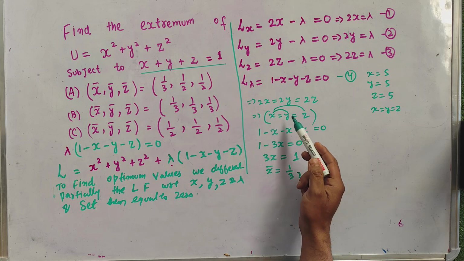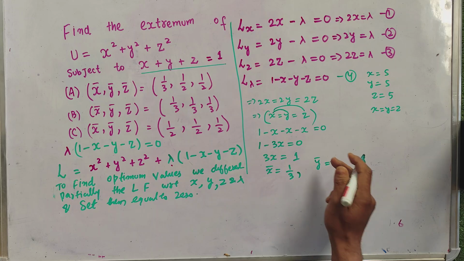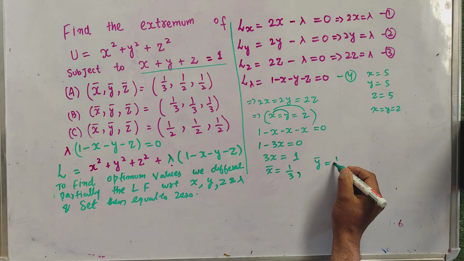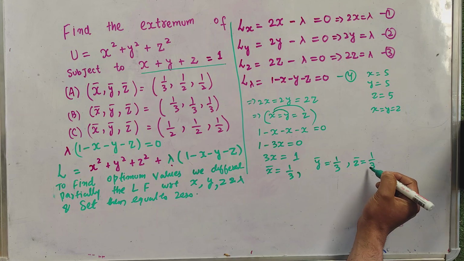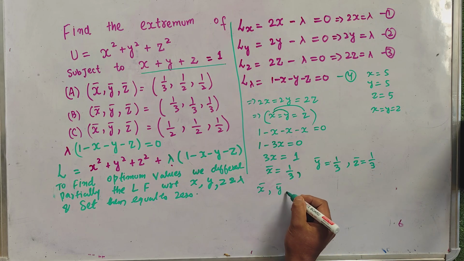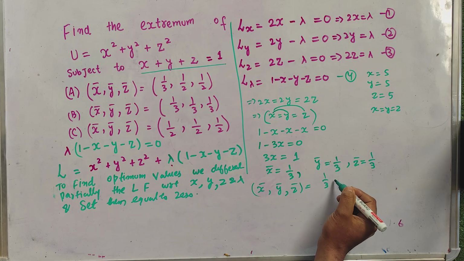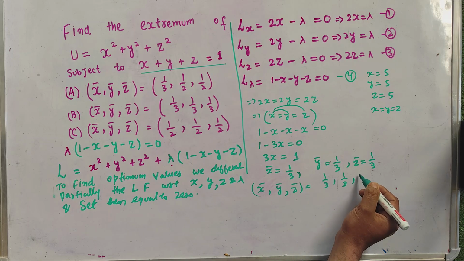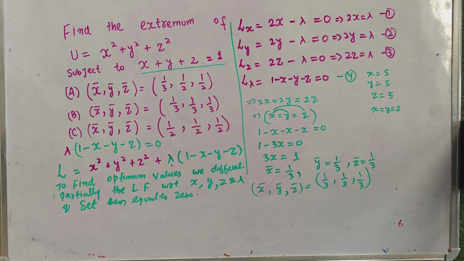Now since we know x is equal to y is equal to z, that means y star, or optimal value of y is 1 upon 3 again, and z is also equal to 1 upon 3. That means x, y, z will be equal to 1 upon 3, 1 upon 3, and 1 upon 3. This is how we find out the optimal values of a function.